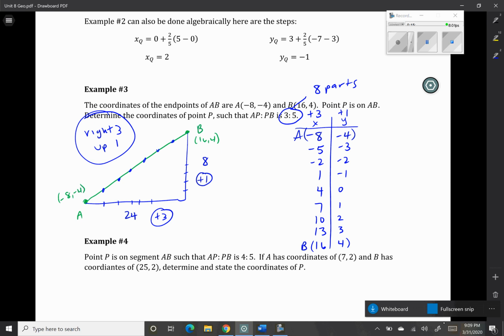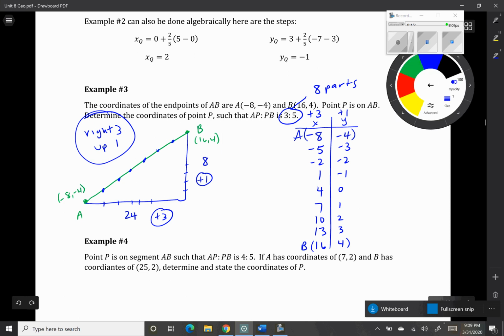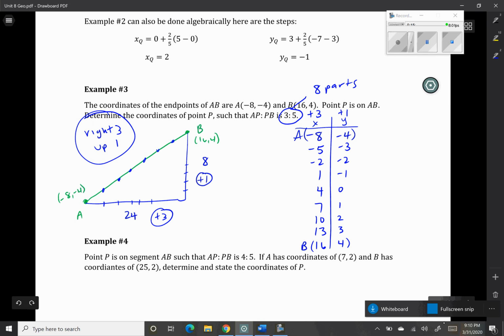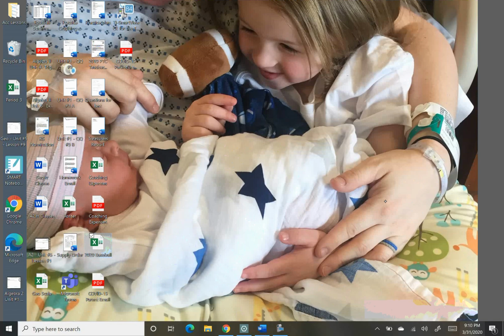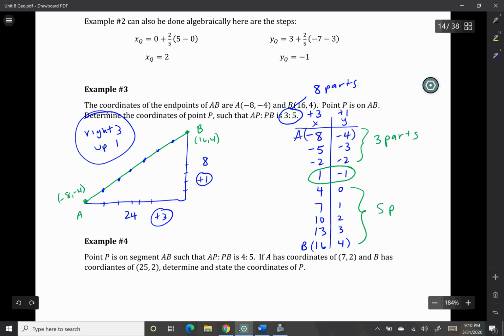So now our job is to figure out what point would divide this list of points into a ratio of 3 to 5. If I count the number of points, I go 1 point, 2 points, 3 points, I circle the next one, then I have 1, 2, 3, 4, 5 points. So here I have 3 parts, and above the point that I circled I have 5 parts. I've just made a ratio of 3 to 5. So point P, the point that's in between them, is going to be the coordinate 1, -1.